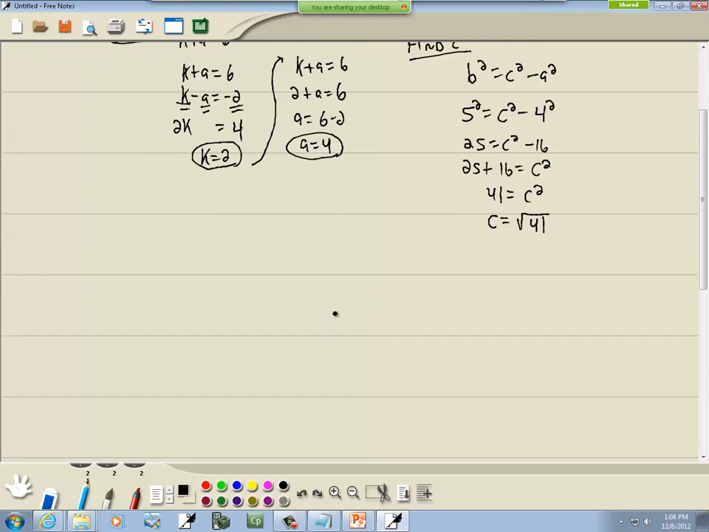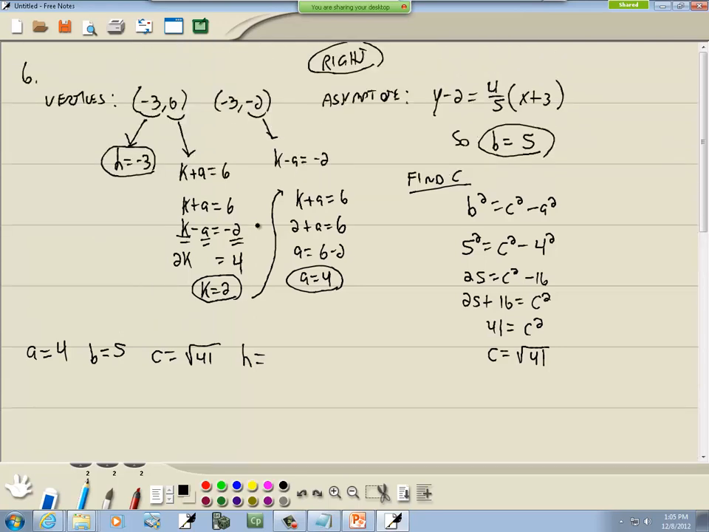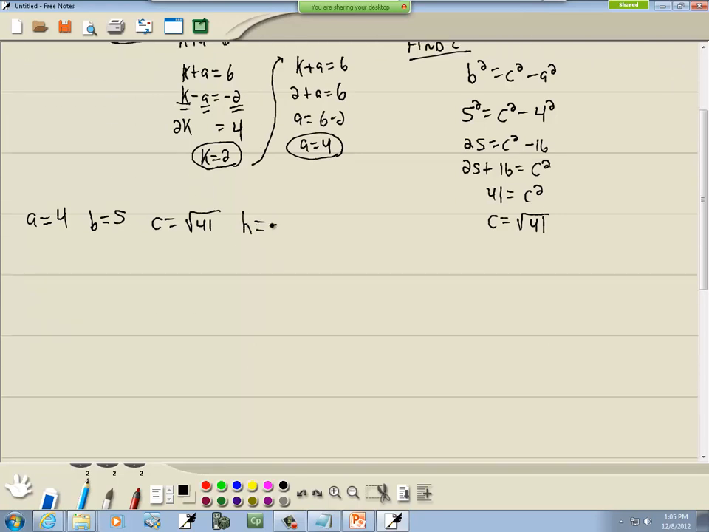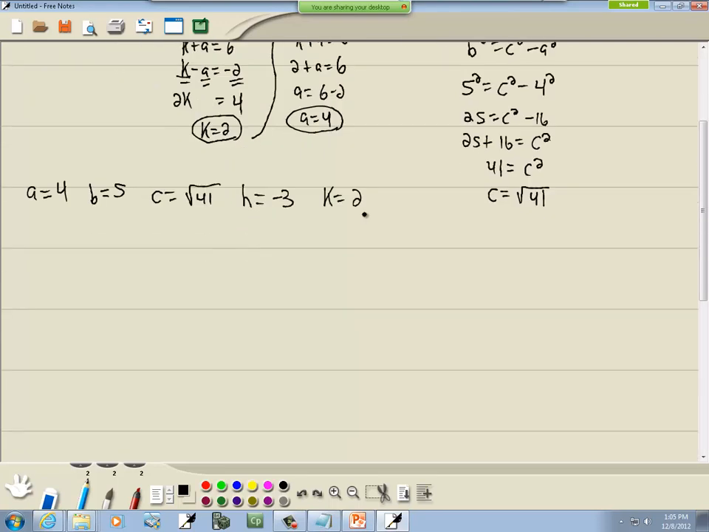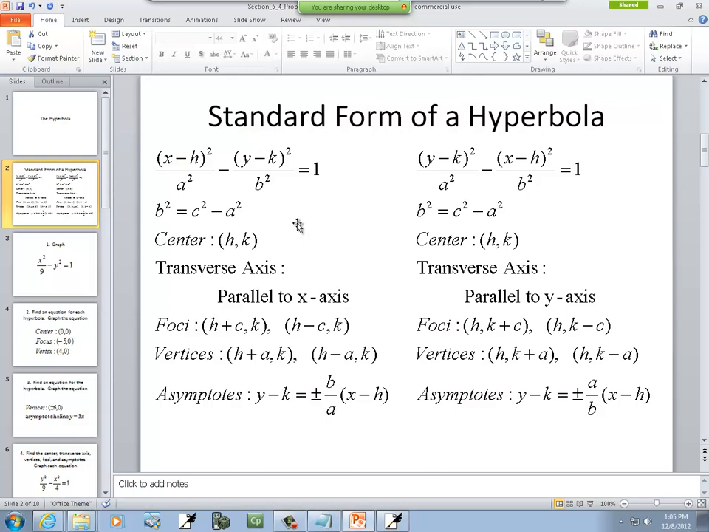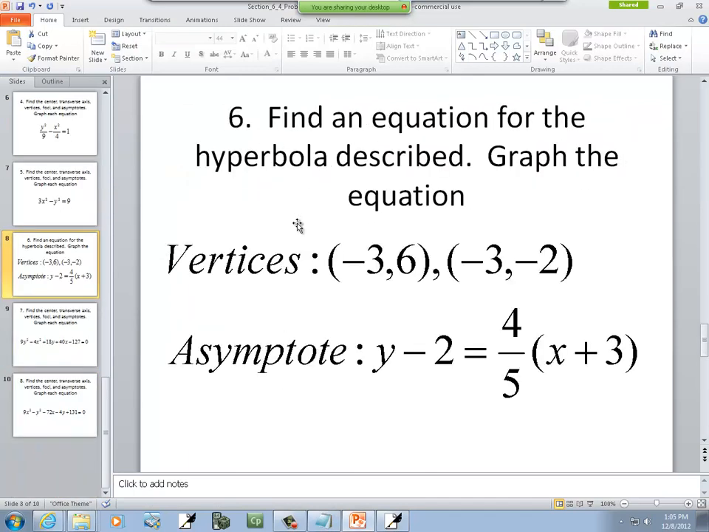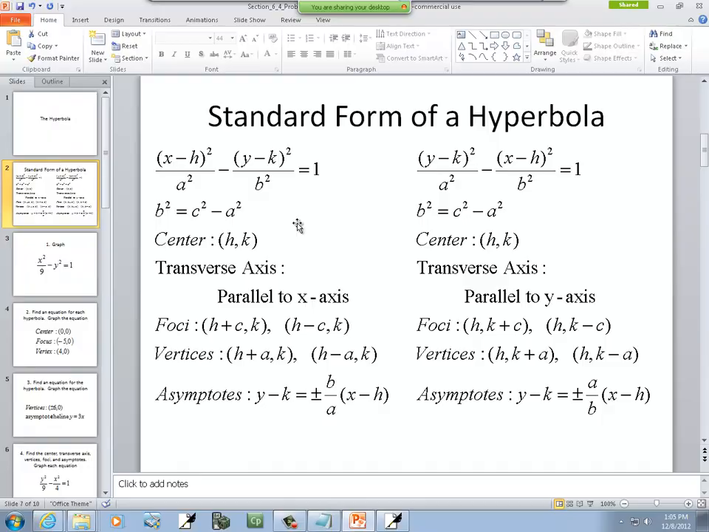Well, let's write down what we have. A is 4. B is 5. C is square root of 41. H is negative 3, and k is 2. Okay. I don't even know what they were asking, to be honest. Find the equation, then graph it.